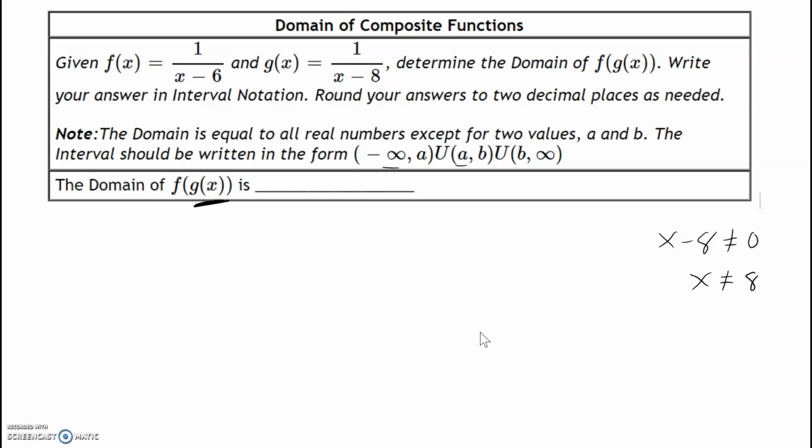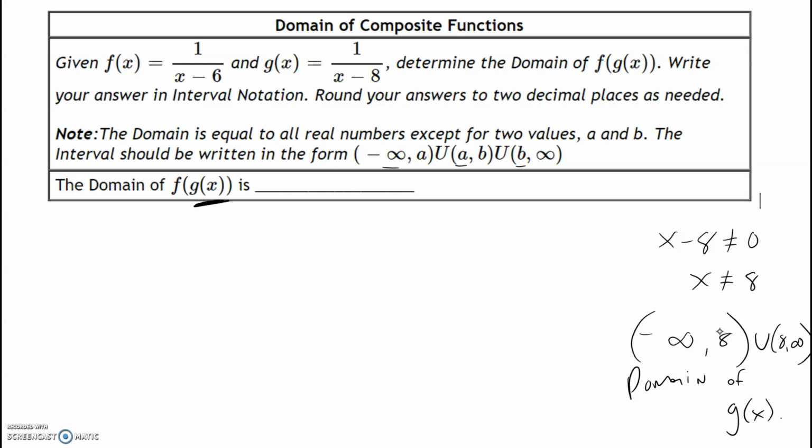So they want us to use interval notation, so that means I would start at negative infinity, go to 8, skip 8, and then go from 8 to positive infinity. Okay? That is the domain. This is not the answer. This is the domain of g.